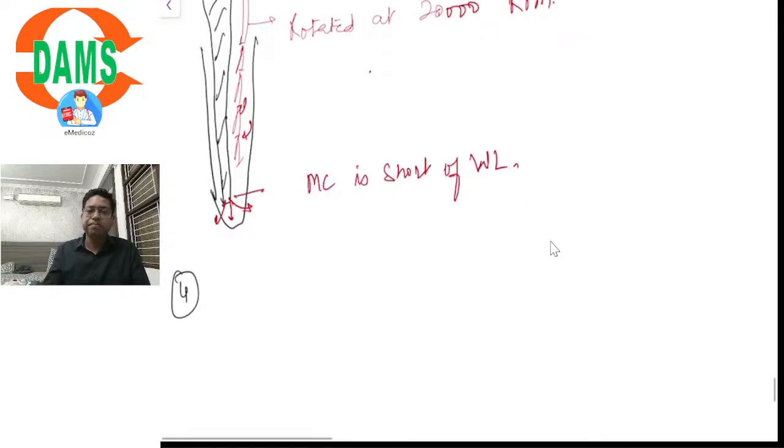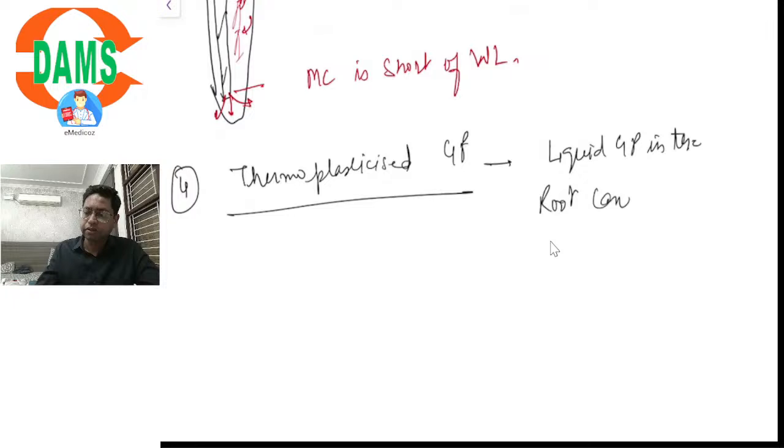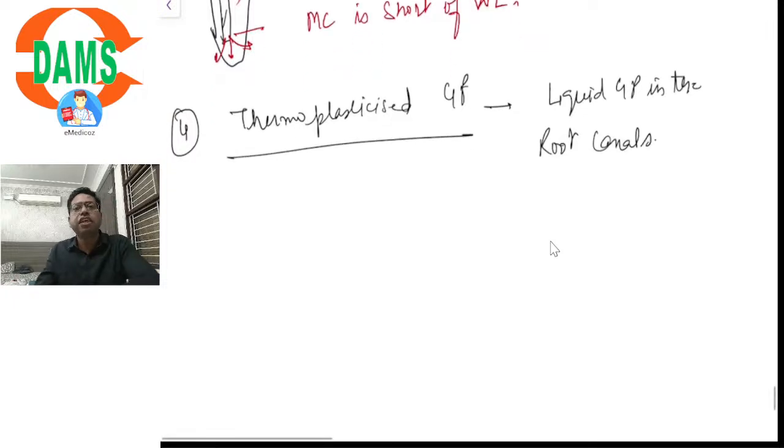Then we have thermoplasticized gutta-percha. We have seen methods which are using some form of mechanical, chemical, or heat energy to soften the gutta-percha. In the thermoplasticized gutta-percha method, there is direct injection of liquid gutta-percha in the root canals. Injection of liquid gutta-percha inside the root canal. This is known as thermoplasticized gutta-percha.